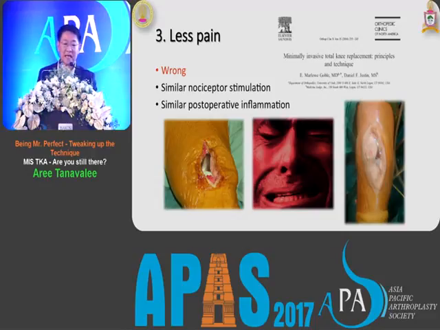And the other thing is less pain. They say there is less pain because it might stimulate fewer nociceptors and cause less inflammation, but in fact it's the same.